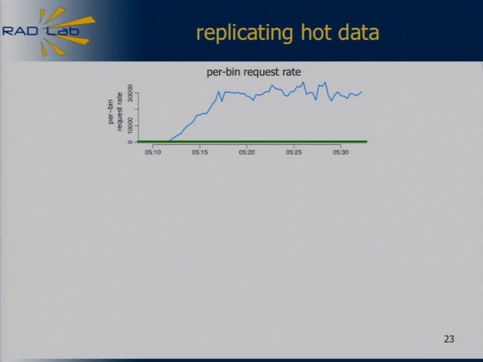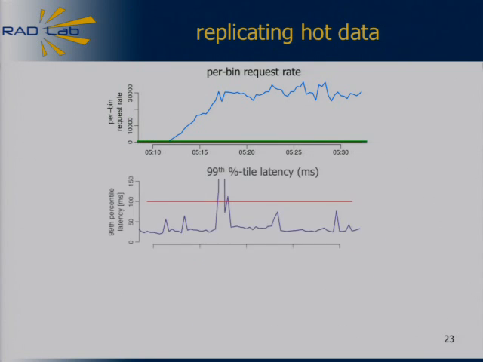I'm going to keep the per bin workload as reference, because these will all be over the same time frame. If we look at our performance during this time, this is the 99th percentile latency, and the red represents our threshold of 100 milliseconds. You can see that there's obviously a spike in latency when the event hit, but we were able to recover from it fairly quickly and maintain our performance over time.